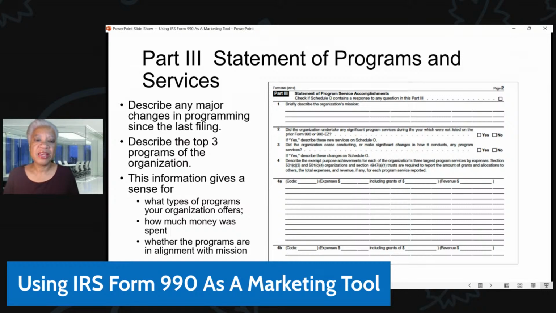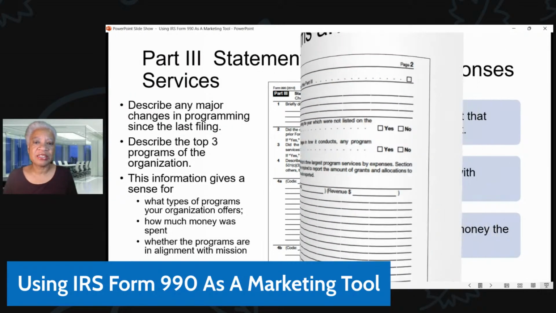And remember, in your absence, one of the only things that people who are thinking about giving to you would have is this Form 990. So this section gives you a sense for the types of programs, your accomplishments, have you really made a difference? How much money was spent? Where are you allocating the most of your resources? And then for those of us who are looking critically, we can get a sense for whether or not your activities, your programs are in alignment with the reason that you say that you started the organization.